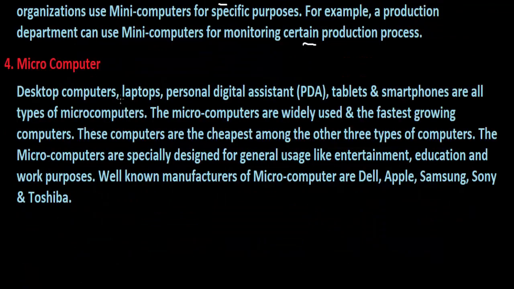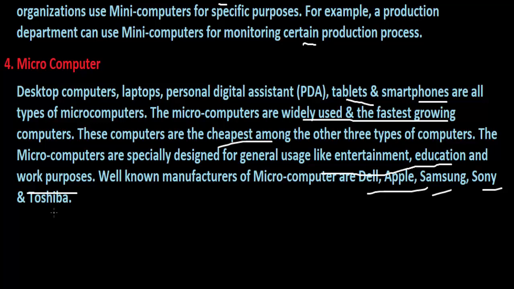So finally we have microcomputers. Basically all general purpose computers are known as microcomputers. These are like personal computers. Desktop computers, laptops, personal digital assistants (PDAs), tablets and smartphones are all types of microcomputers. These are widely used and growing faster because they are very small and cheap. See, the cheap point is also there. These are designed for general users for entertainment, education and work purposes. The manufacturers of these are Dell, Apple and so on.